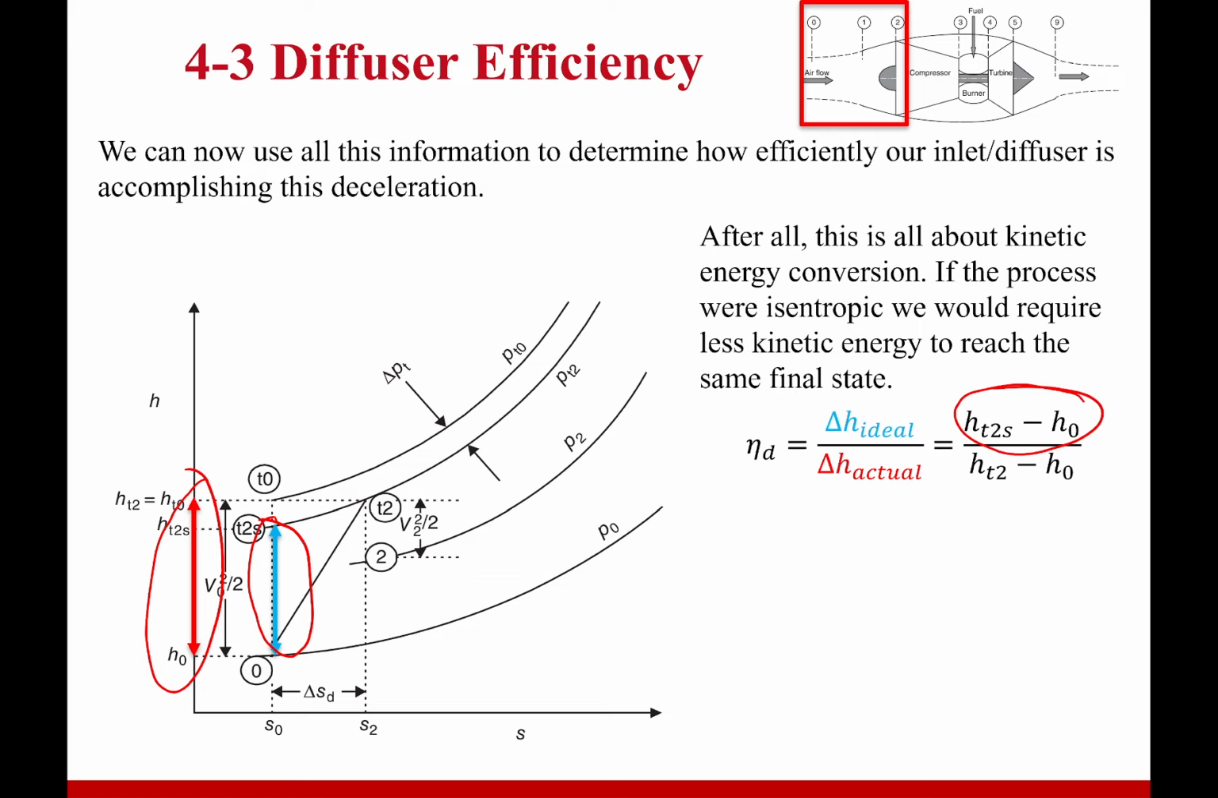That's the difference between an imaginary isentropic state 2 for total enthalpy, and then I have my real total enthalpy at state 2. And that's being compared to my enthalpy before anything happened.